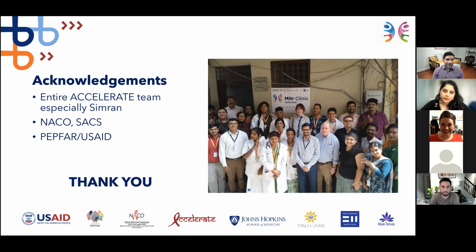And this Mitra Clinic in India really has gotten the attention of USAID and the US government. So this picture on the right is the visit of the Charge d'Affaires, who is the stand-in for the US ambassador to India, who visited the Mitra Clinic, had great things to say about it, and has tweeted about this clinic.